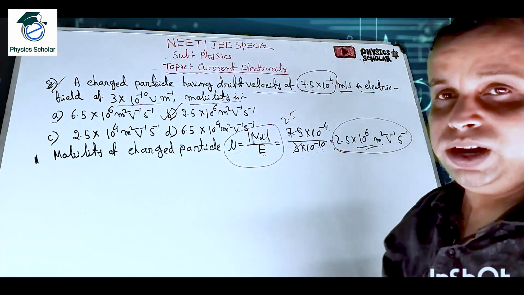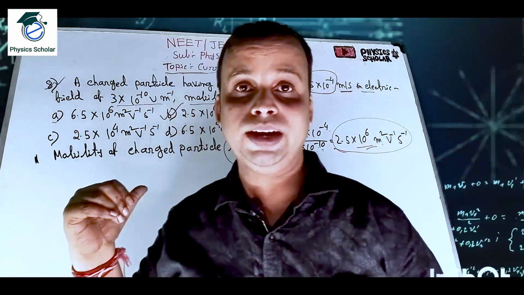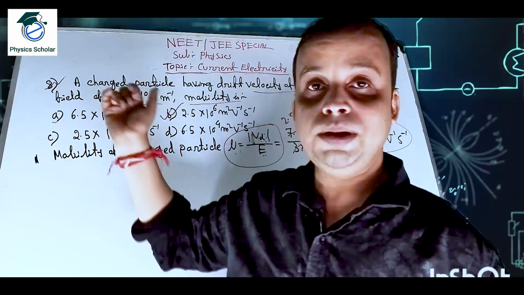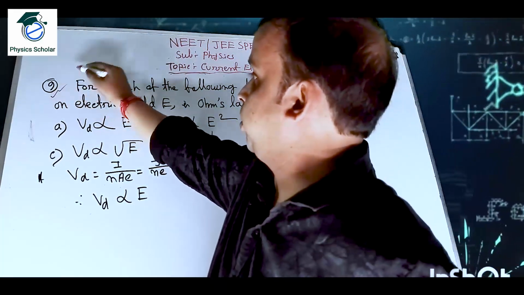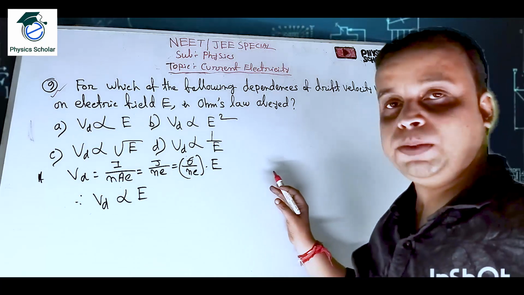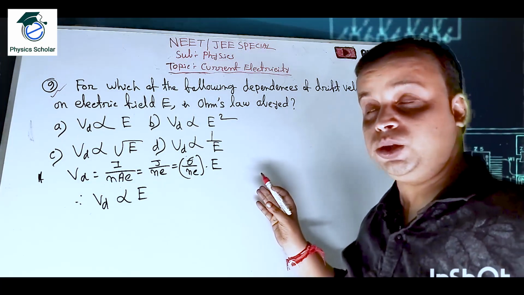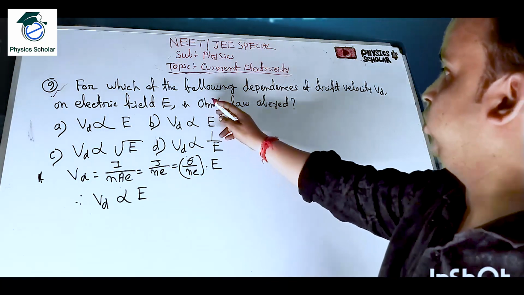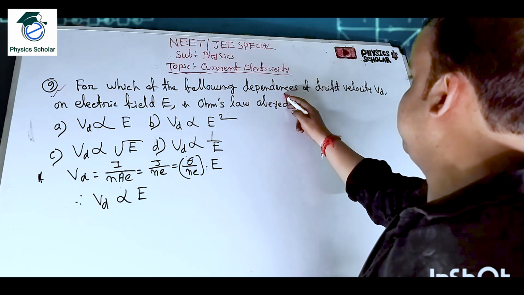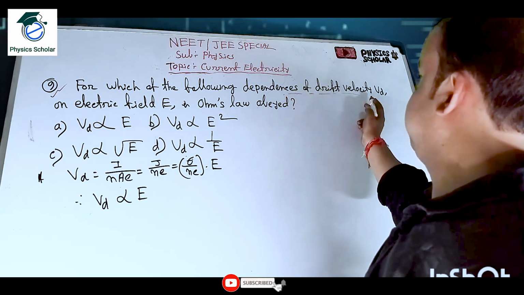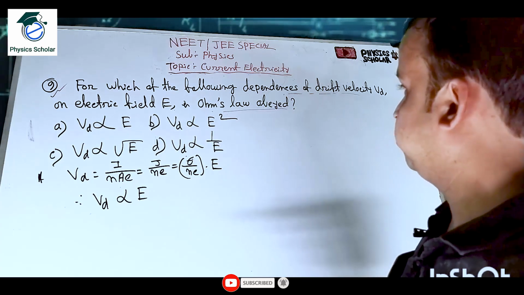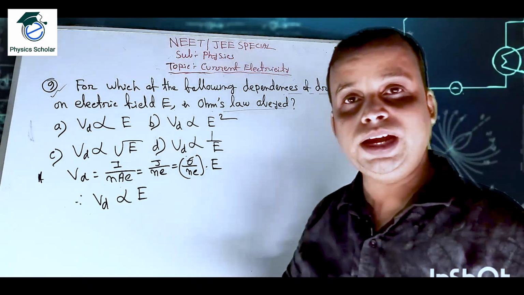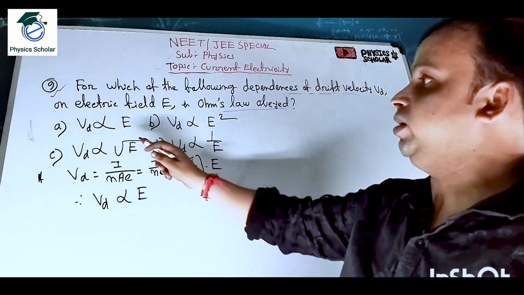Okay. So students, hope you have understood this problem. Now let us move to problem number 9. This type of conceptual question may also come in the examination. For which of the following dependencies of drift velocity Vd and electric field E is Ohm's law obeyed? That means it will obey Ohm's law. Clear? So 4 conditions are given.